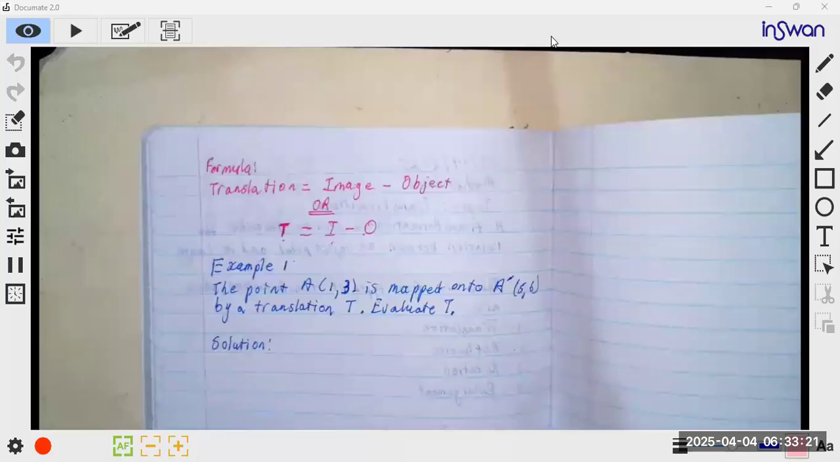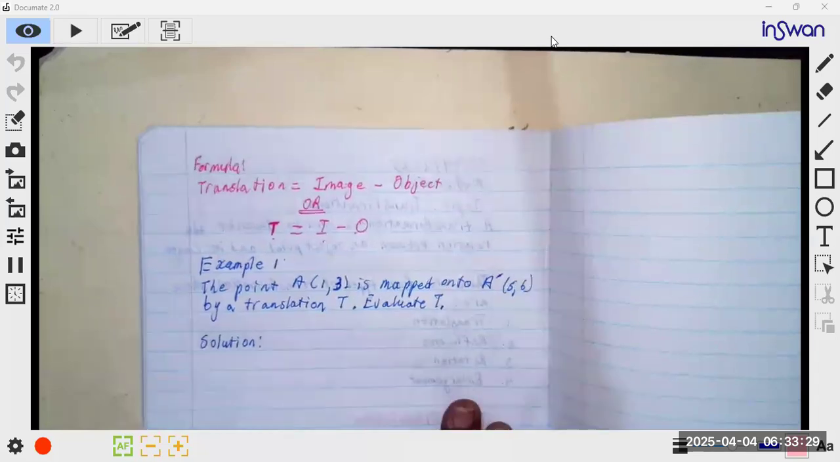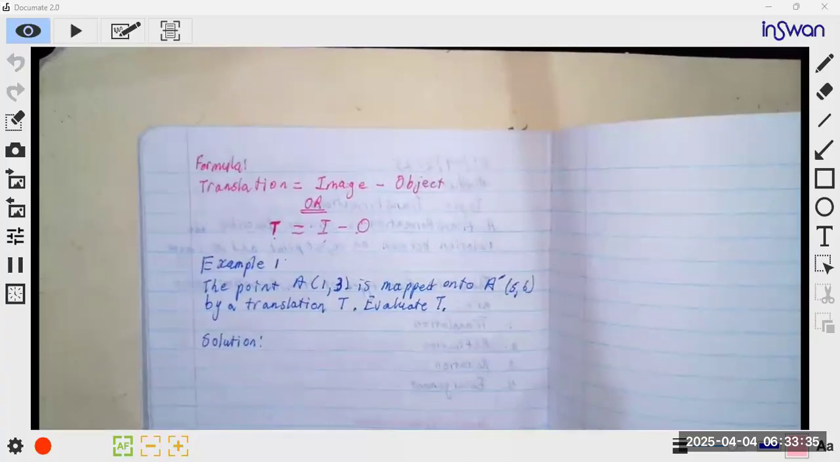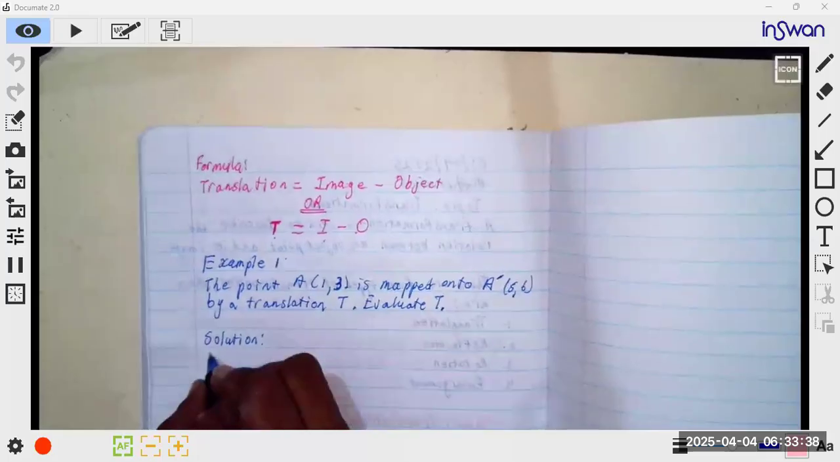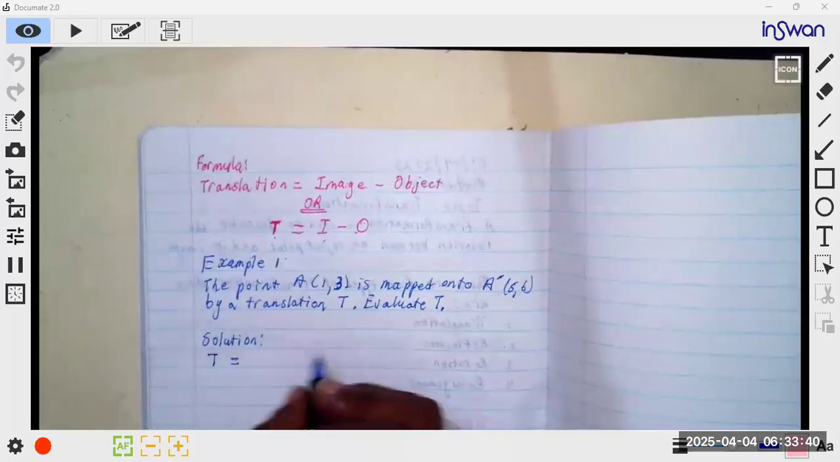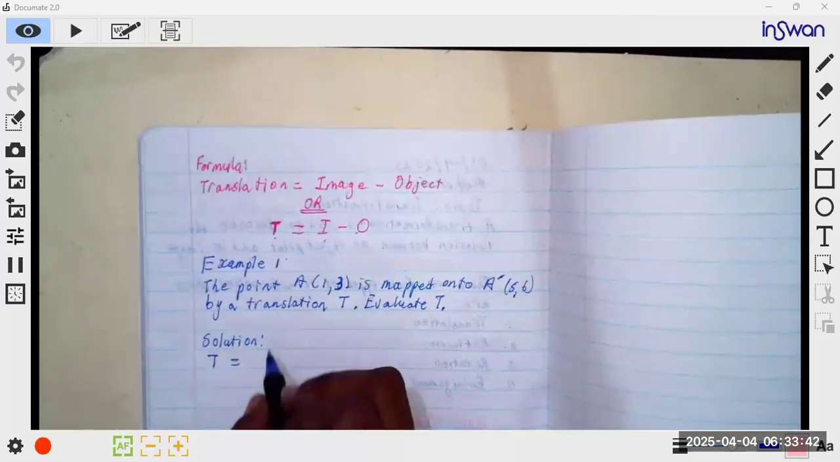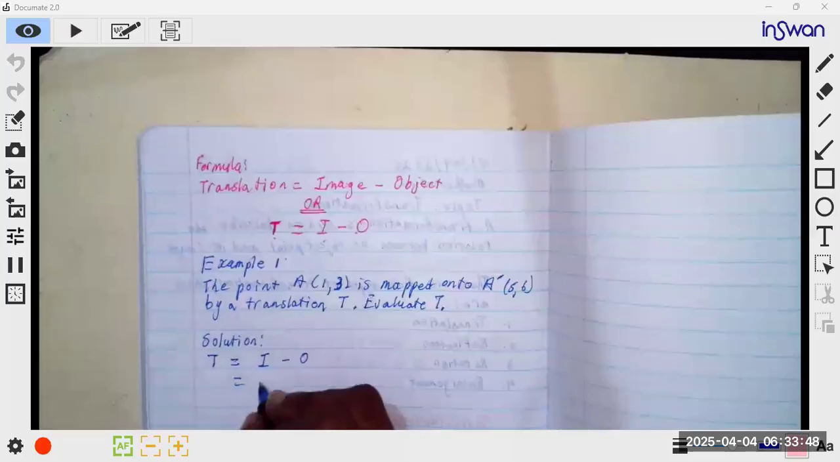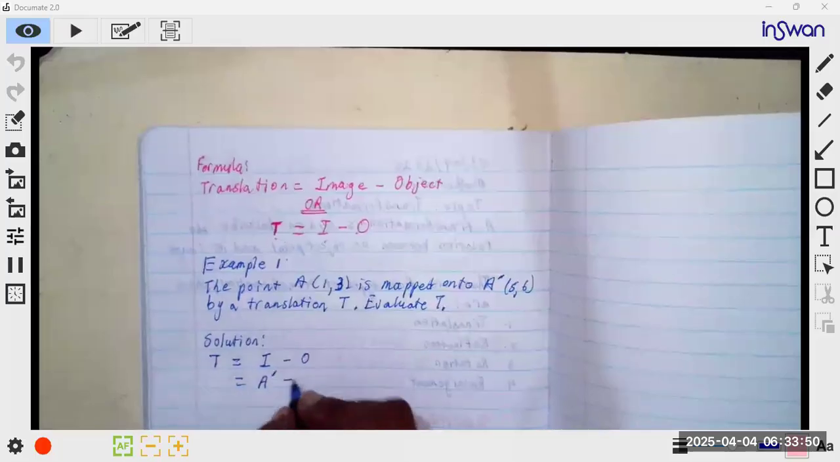So therefore now, the point A(1, 3) is mapped onto A prime, which is (5, 6), by translation T. And we need to evaluate T. How are we going to find that translation vector? The translation vector T is equal to your image take away object. My image in this case is A prime minus A.